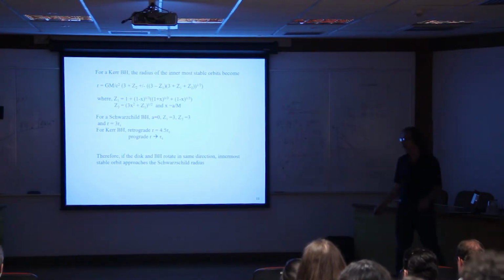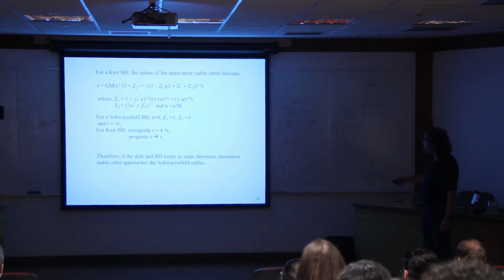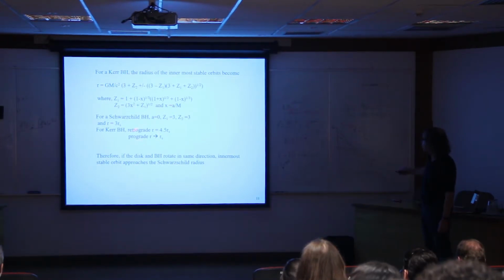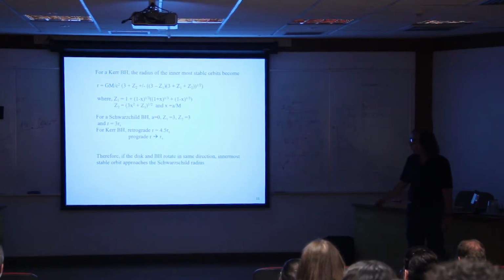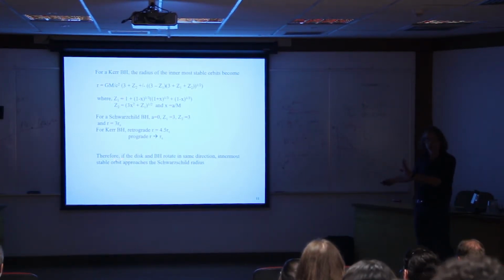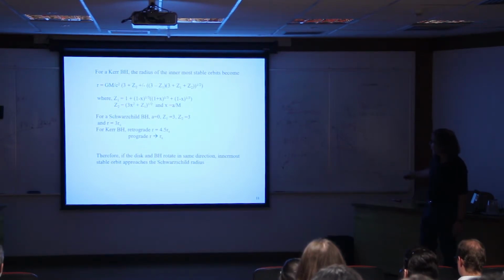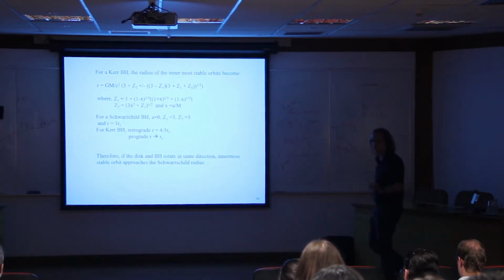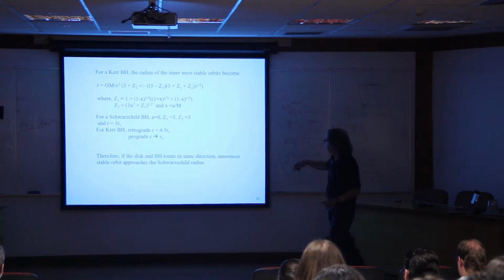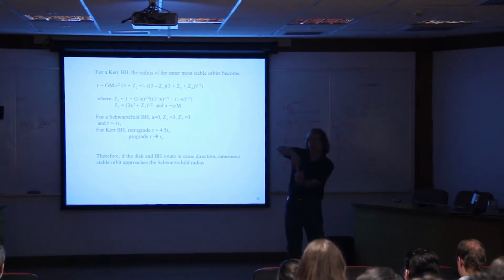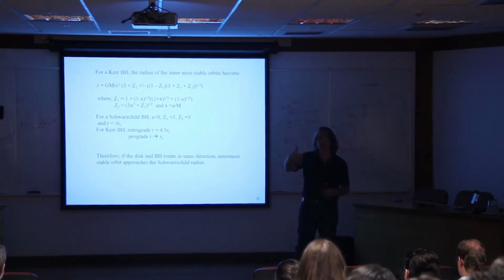In the cases where the spin is not 0, you can have two cases. For retrograde motion, r is equal to 4.5 times rs. For prograde, I'm going to tell you what retrograde and prograde mean in a second. Prograde motion, r goes to rs, where rs is the Schwarzschild radius. Okay? So if the disk and the black hole rotate in the same direction, that means the innermost stable radius approaches the Schwarzschild radius. So by retrograde, disk spinning in one way, the black hole spinning the other way. Prograde, they're both spinning, the angular momentum vectors are in the same direction.